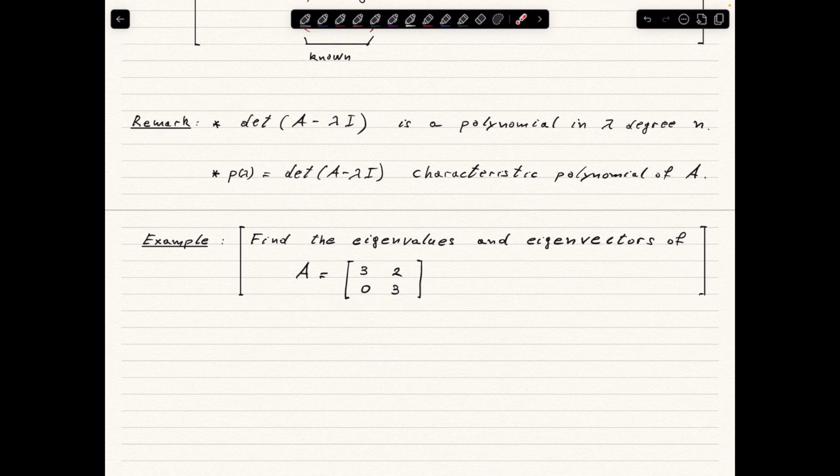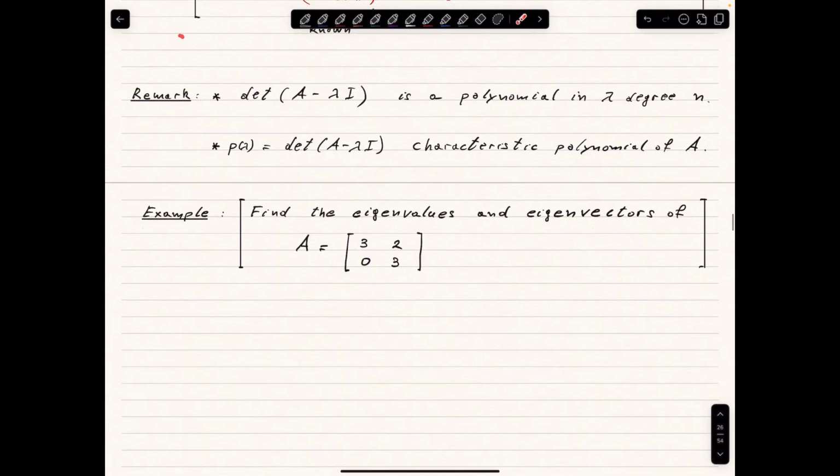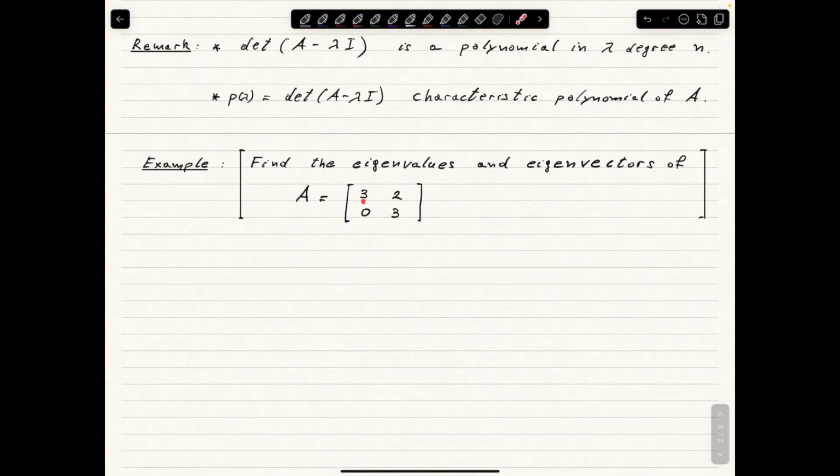Okay, so with our newfound theorem here, the matrix is 3, 2, 0, 3. Okay, 2 by 2. Solution. How do we do it? Well, we know from the problem that we need to decouple the problem of finding eigenvalues and eigenvectors, and we are first going to find eigenvalues. So one, eigenvalues only.